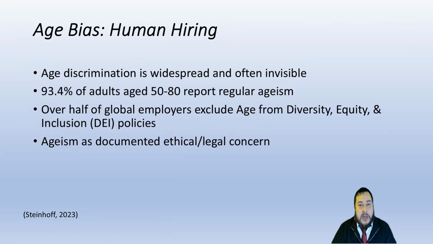From the applicant perspective, 45% of older job seekers reported that age discrimination was the primary barrier to finding a new job. Together, these findings show that ageism is not only common, but also structurally embedded in hiring practice. And because ATS systems learn from historical hiring data, these patterns become part of the ATS model unless we actively intervene when building the algorithms.